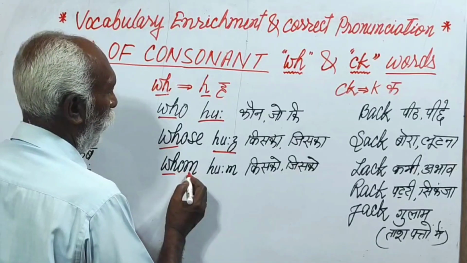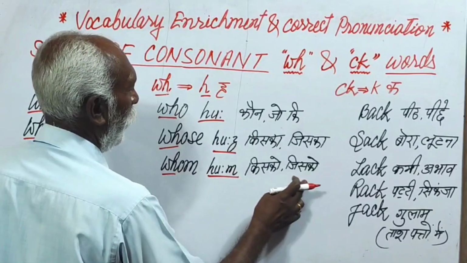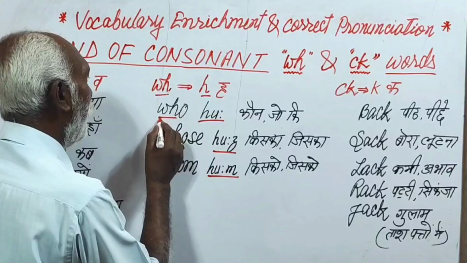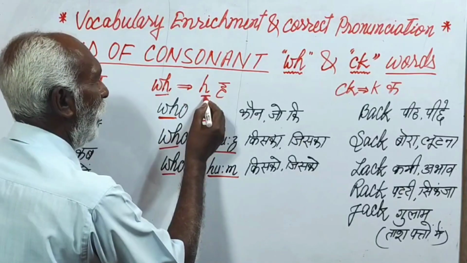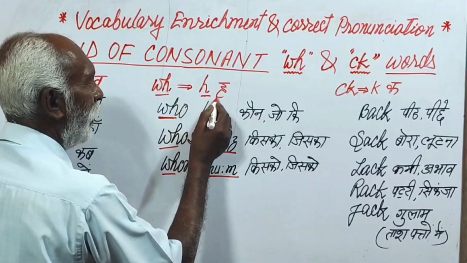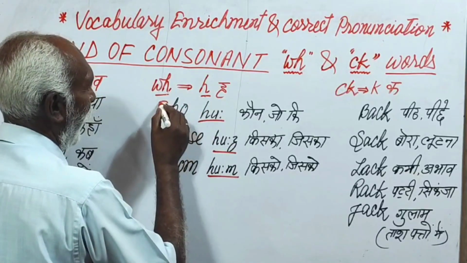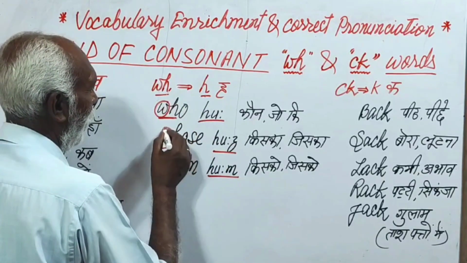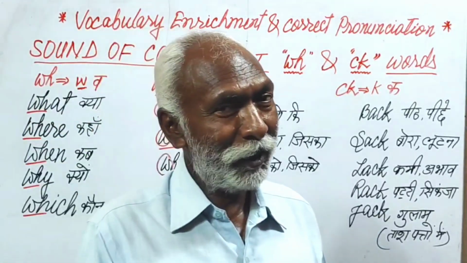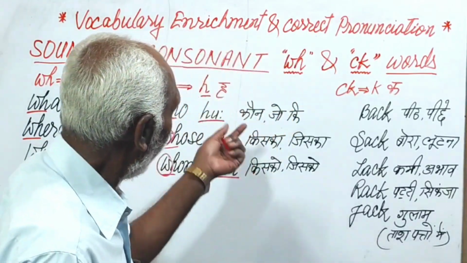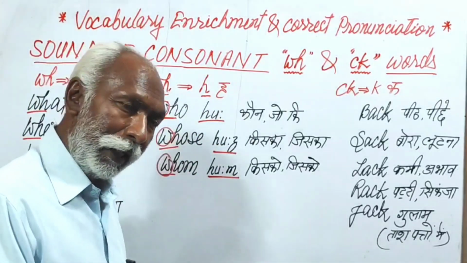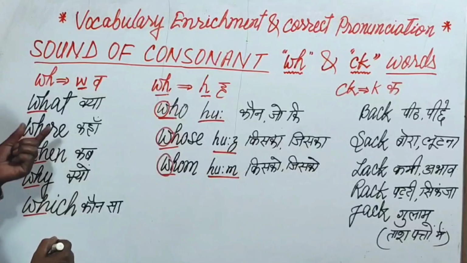WHOM, whom, किसको जिसको. Here in these words WH is pronounced as H, right? It means H is pronounced, and it shows W is silent here. What does it show? W is silent here, and H is pronounced in these words. You may see. Next, come to this point here.